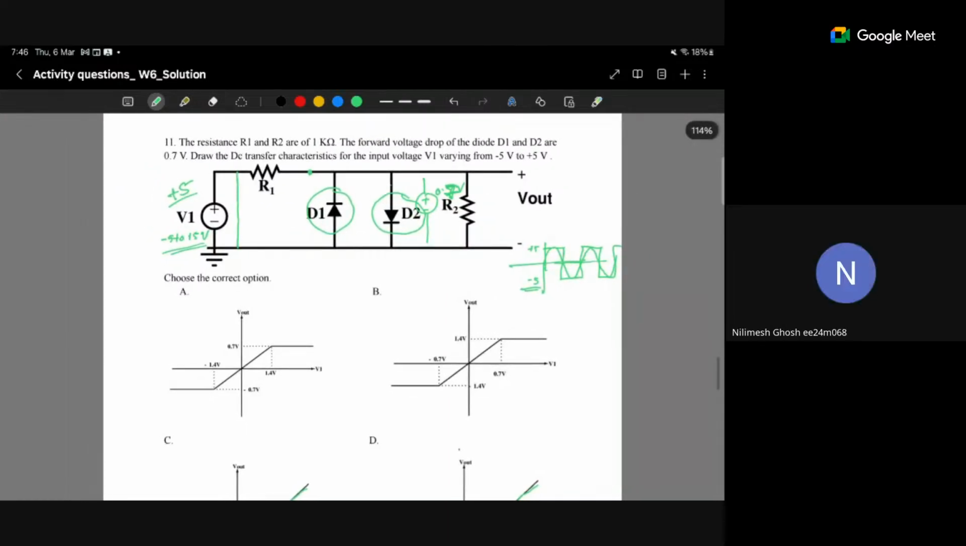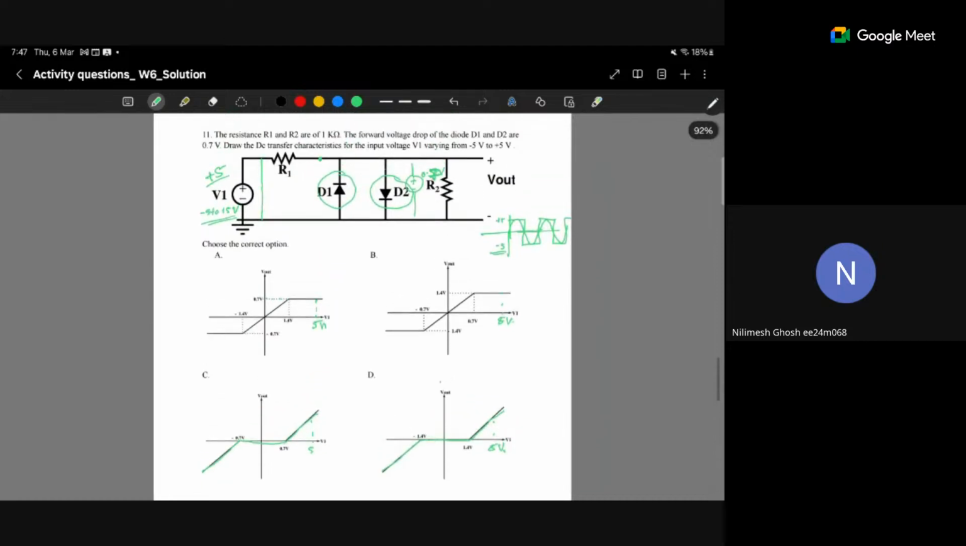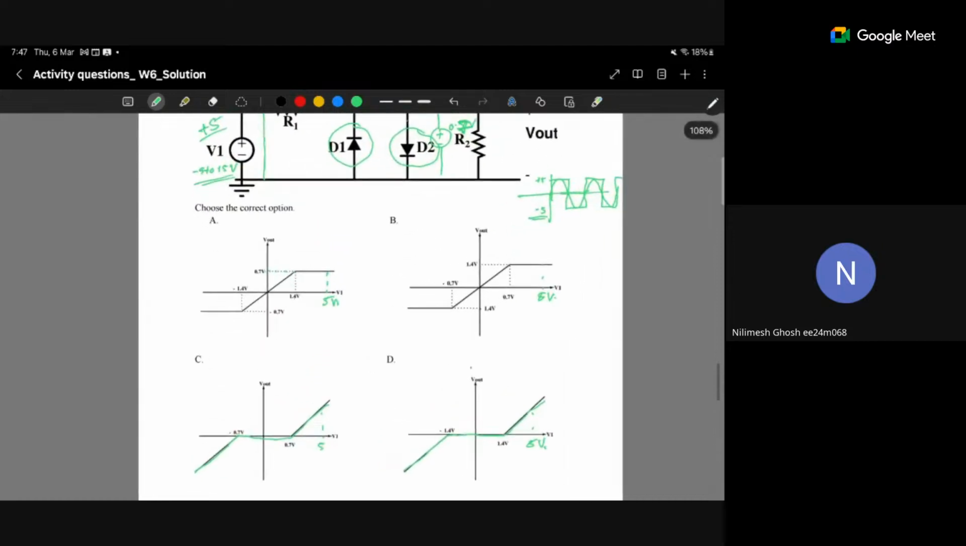We'll explain, don't worry. We are at the 5. If this is 1.4 volt, at this point there will be 5 volt, right? So at 5 volt also we are getting 0.7 volt, right? Here will be 5 volt. So only this option is getting it. You understood?